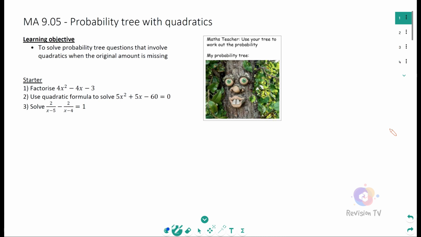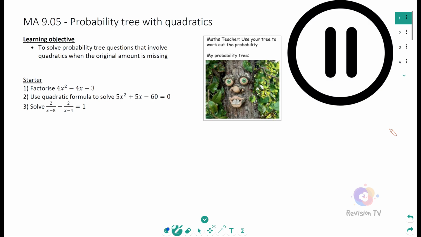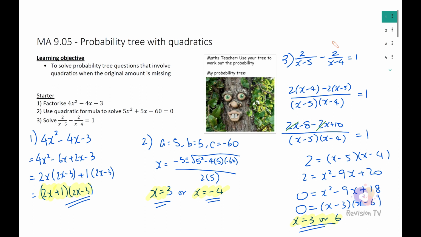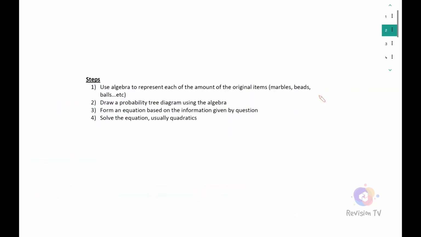original amount is missing. So, start a question, pause the video, have a go at these three questions. When you're ready for the answer, you can press play. Here are the answers. I don't think I should be explaining too much in here. Everything should be quite self-explanatory. So if you got anything of these questions wrong, you should go back to the previous chapters before you come to this one, because you must have a very good understanding of these starting questions before attempting the question in this topic.